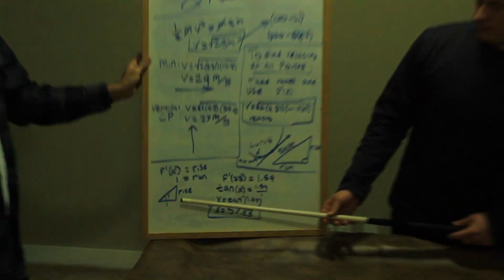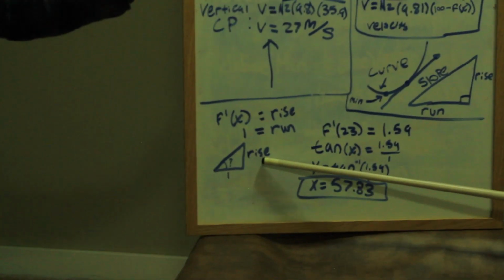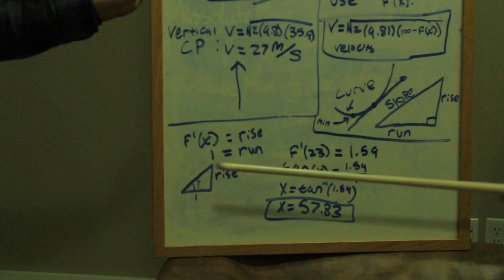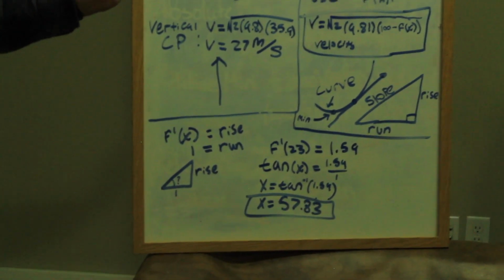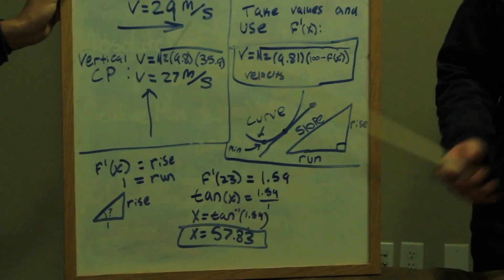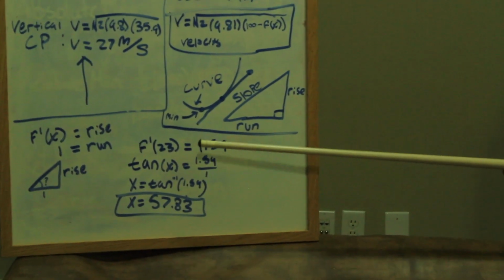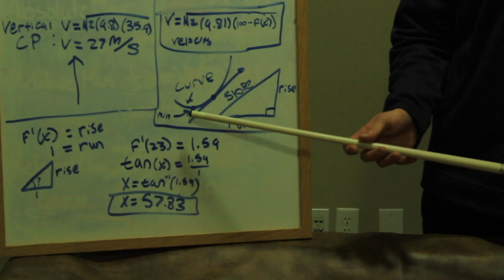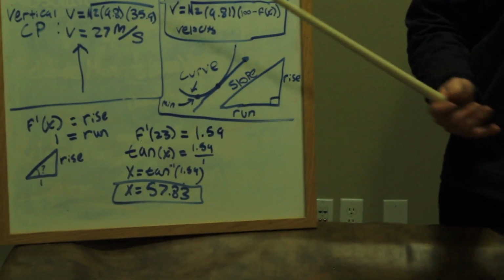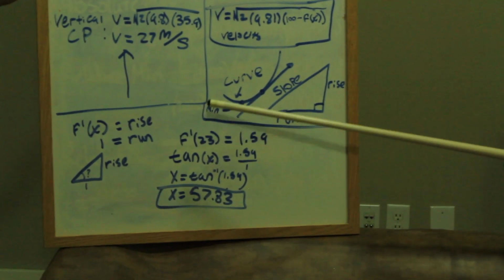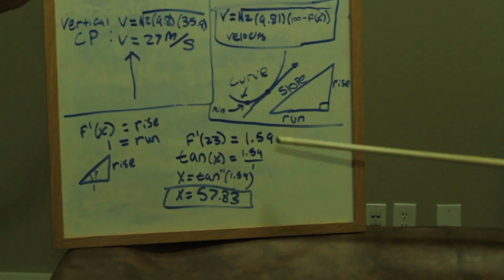So using that, we get a triangle down here where the rise is whatever value f prime gives us, and then 1 is always the run. And so we're going to use that to figure out the angle in there. Using an x value of 23, because 23 is in between this minimum and that vertical point, works out easy that way, we get that f prime is 1.59.